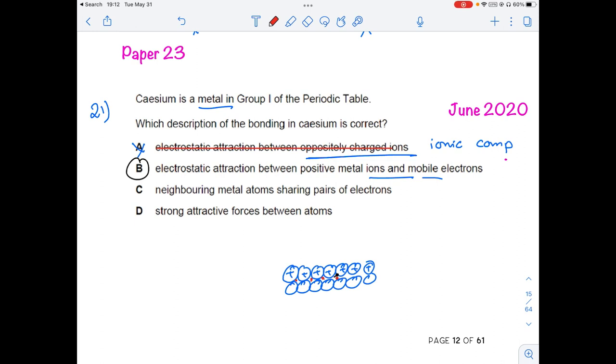What about the third and fourth? Neighboring metal atoms share pairs of electrons. They don't share electrons. The metal atoms will be donating electrons, because they form ionic bonds. Ionic bond is formed by donation of electrons. Strong attractive forces between the atoms. Yes, strong attractive forces are there, but not between the atoms. Between the positive ions and the free localized electrons. So option D is also wrong. So only option B is correct.